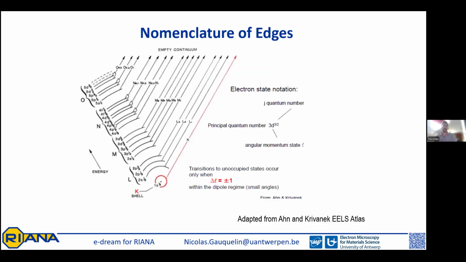Here is the same. The nomenclature of the edges is slightly different than in the EDX. So here you see the electron state notation, where n is the principal quantum number, l is the quantum number of the angular momentum, and then the transition to unoccupied states can occur only when delta l is around 1, within the dipole regime.